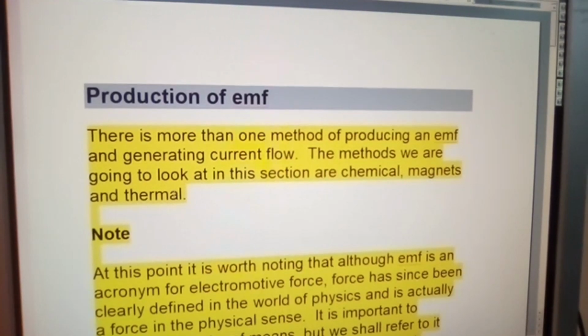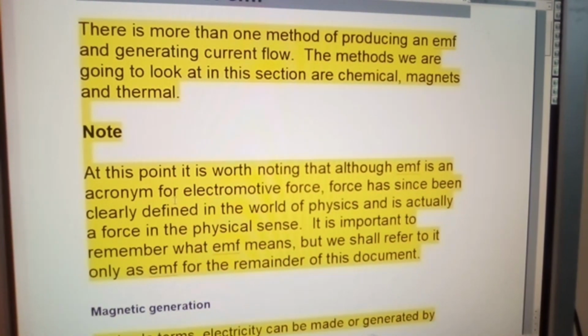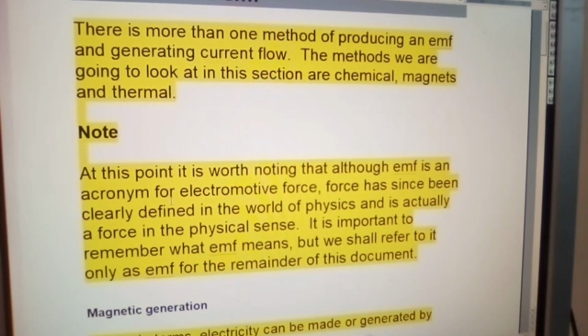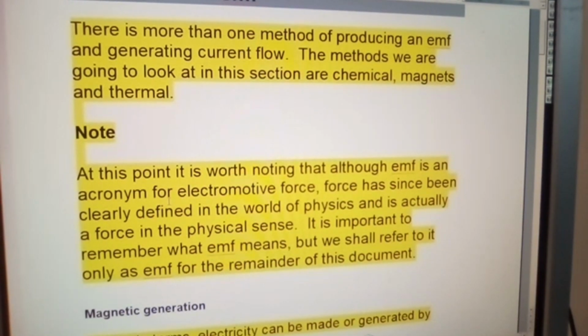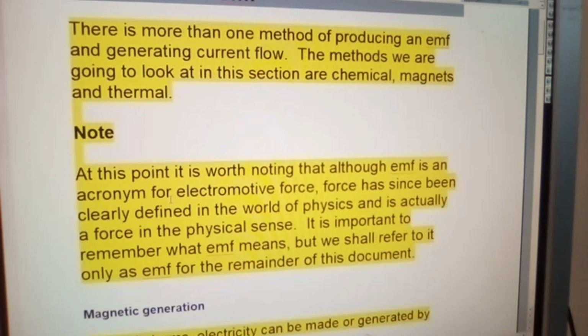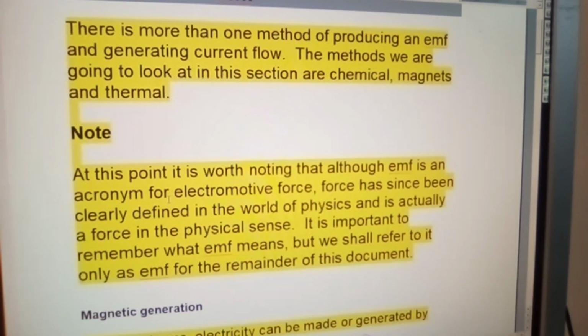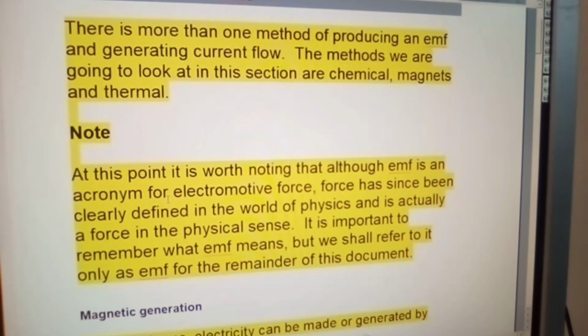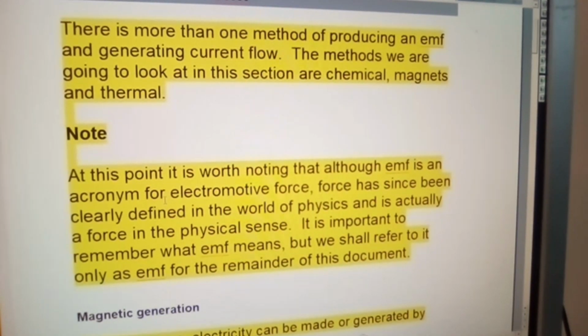Note: at this point, it is worth noting that although EMF is an acronym for electromotive force, force has since been clearly defined in the world of physics and is actually a force in the physical sense. It is important to remember what EMF means, but we shall refer to it only as EMF for the remainder of this document. Okay?